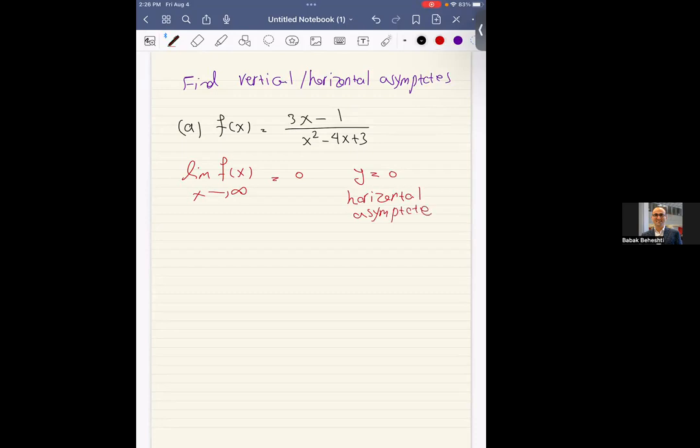How about vertical? Vertical asymptotes basically are the roots of the denominator. So for vertical asymptotes, you have to solve this. This is x minus 3 times x minus 1. So the vertical asymptotes are x equal to 3 and x equal to 1, right?